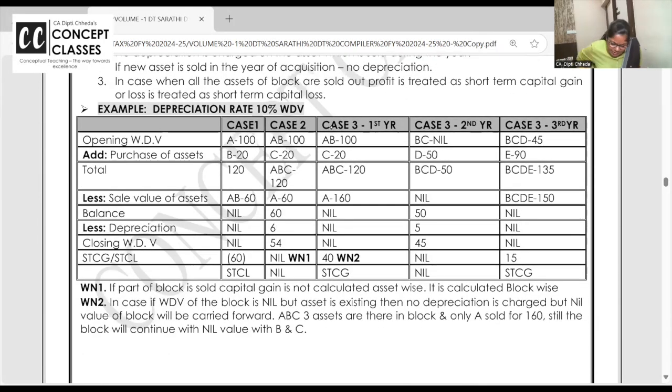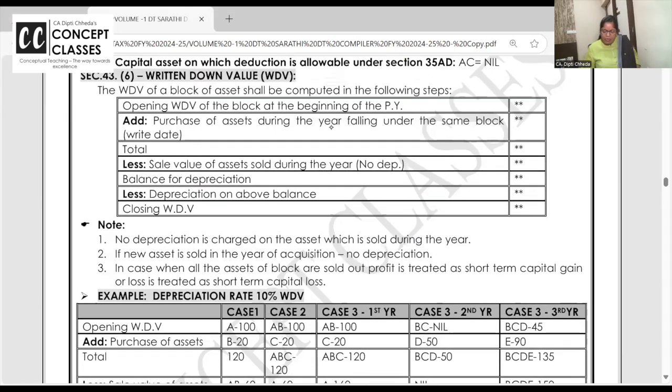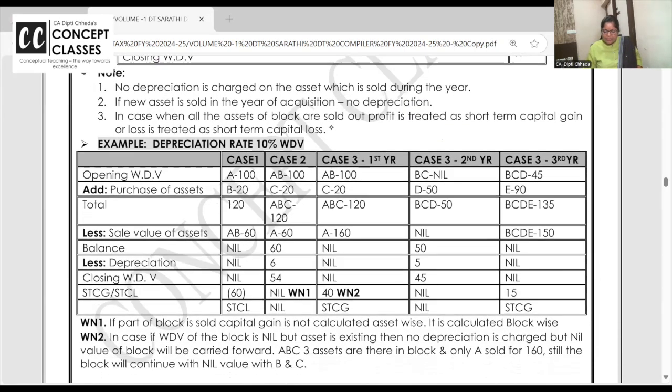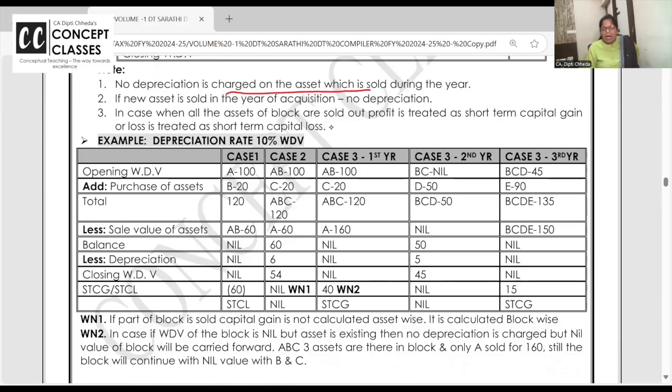Now this is the best way to understand the format. Did you understand it? Right. No depreciation when a part of the asset is sold. The block will continue. And if the new asset is sold in the year of acquisition, then no. Whenever the whole block is sold, and if there is profit, it is called short-term capital gain. If there is loss, it is called short-term capital loss. I'm repeating, if there is profit on sale of asset and it is credited on the P&L account credit side, take it out. It's taxable under the fourth head.